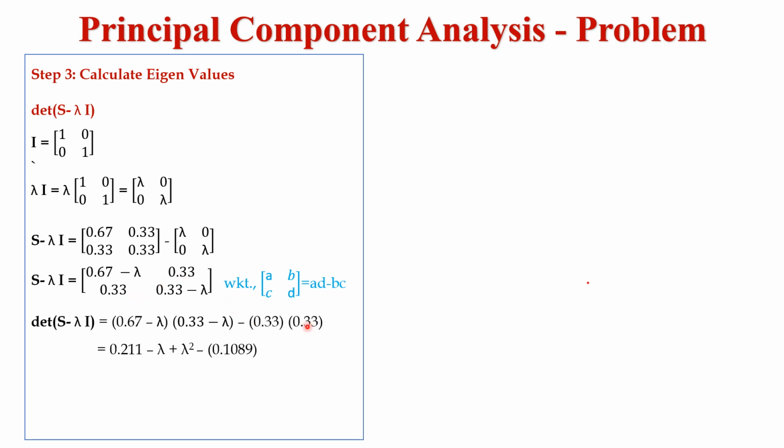In the next step, we can simplify this. We get 0.211 minus lambda plus lambda square minus 0.1081. Further simplifying, we get lambda square minus lambda plus 0.1122. Using the quadratic formula, lambda is equal to minus b plus or minus the square root of b square minus 4ac, divided by 2a, we can find the values for lambda. We get the value for lambda 1 as 0.87 and for lambda 2 as 0.13.